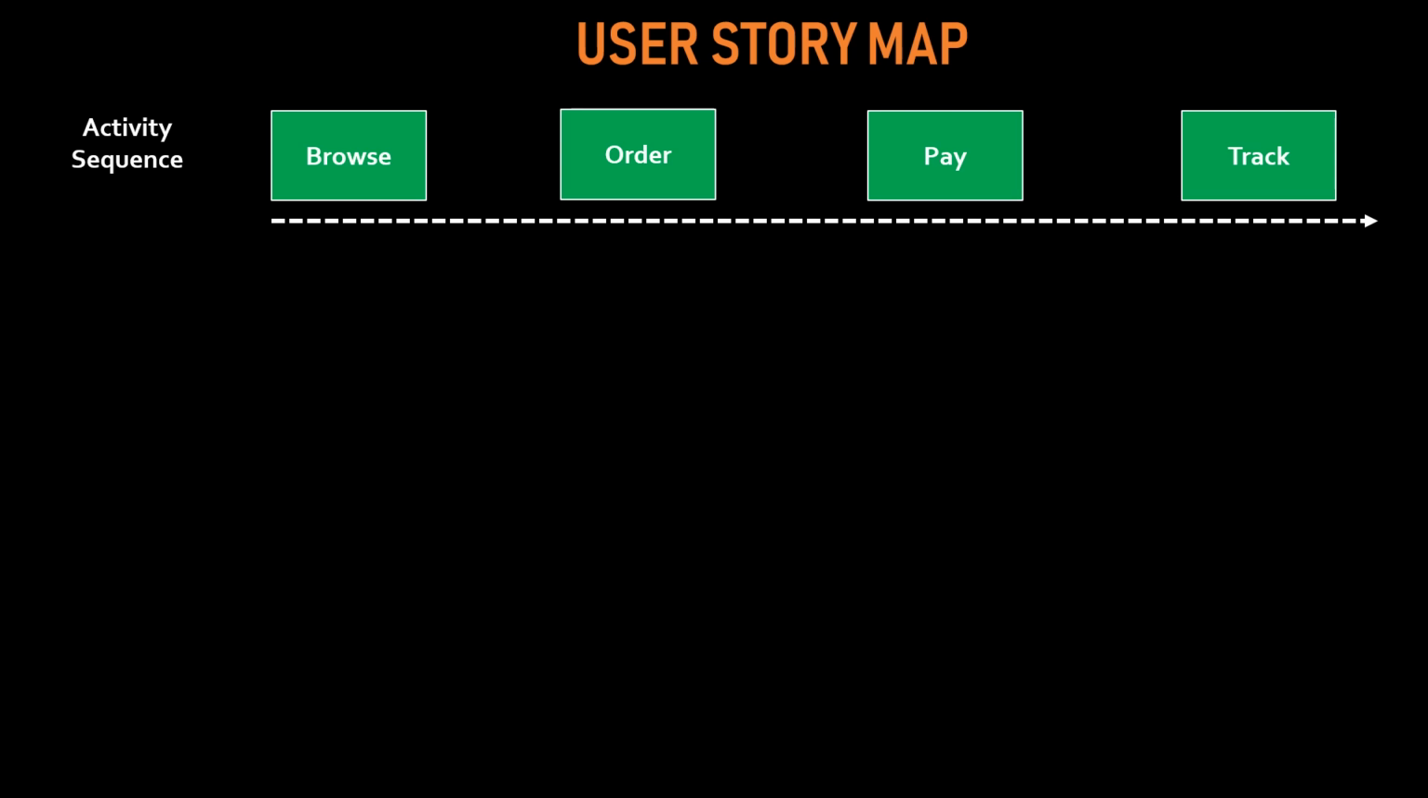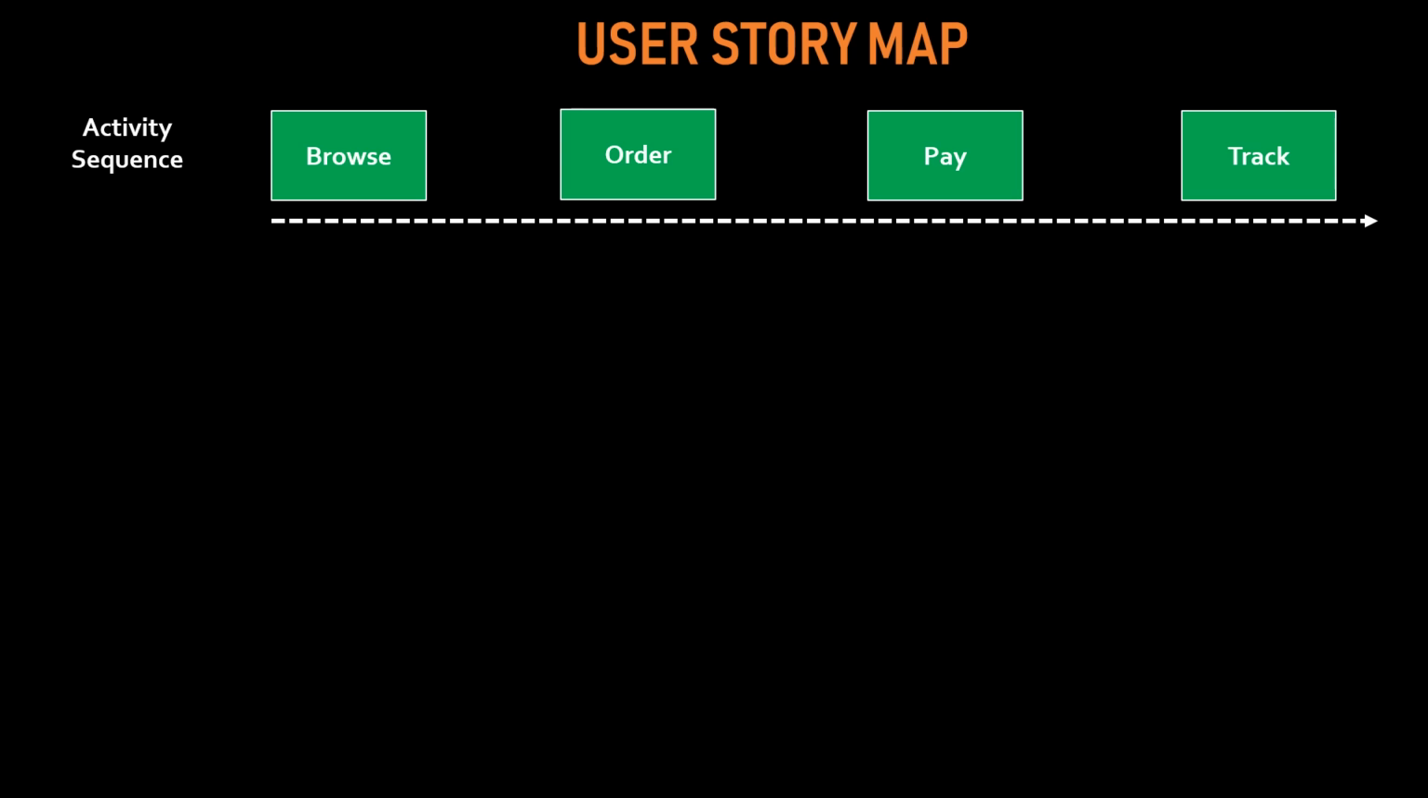So this is the end-to-end sequence of activities which a customer would be doing for ordering food online. So this is the first step in this user story map which you'll be doing. You'll bring out the big activities and put them on the top.